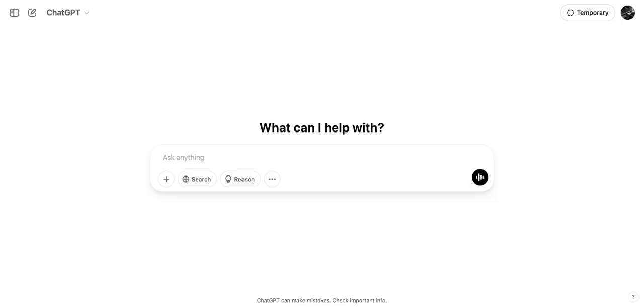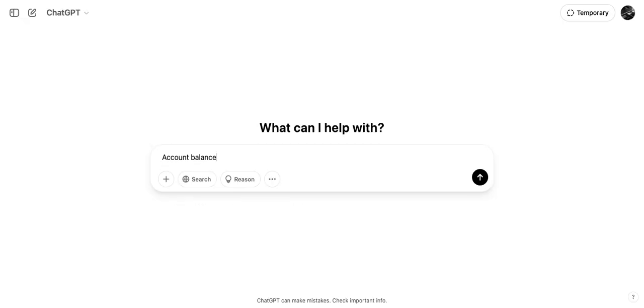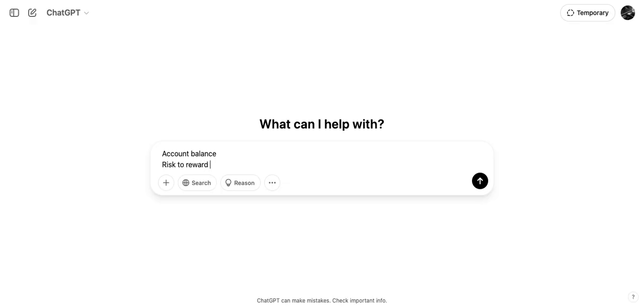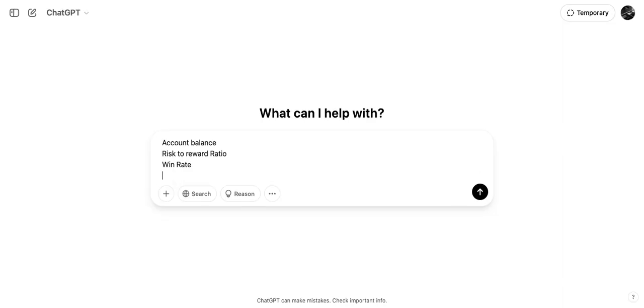So there's a few things that you're going to need. The first thing you'll need to know is your account balance. And I'm just typing it here. You'll need to know your risk to reward ratio. You'll need to just estimate your win rate. If you're not sure, just go with 50%. 40 to 50% is fine. And then lastly, you need to know your profit target, and let's just say per week. Okay, so once again, know your account balance, risk to reward ratio, win rate, and profit target.